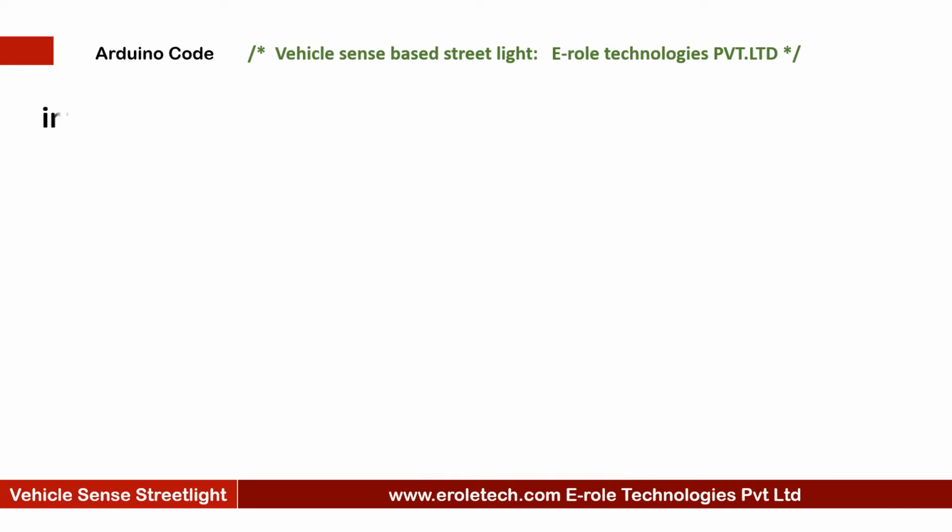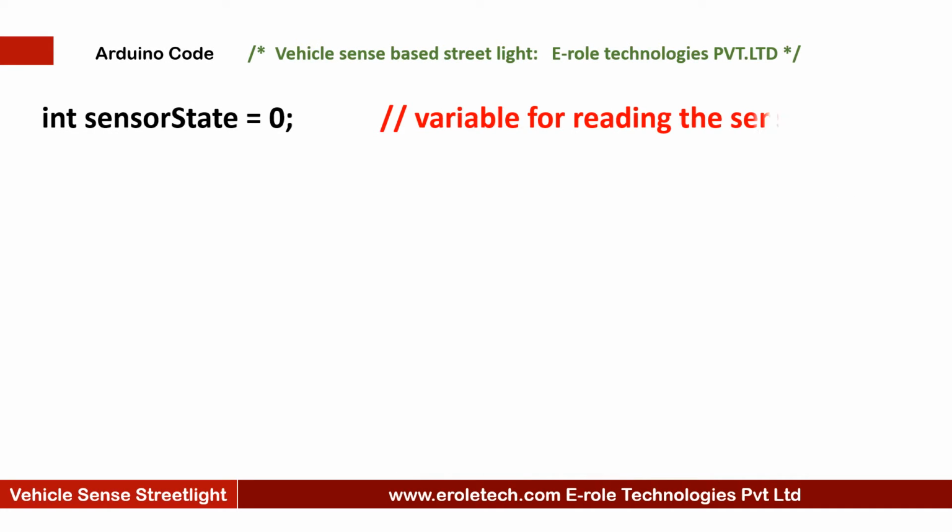This is the code of this project. Sensor state is an integer type variable. It will be used in the program to store the status of the input pin. Initially we have set its value to 0.